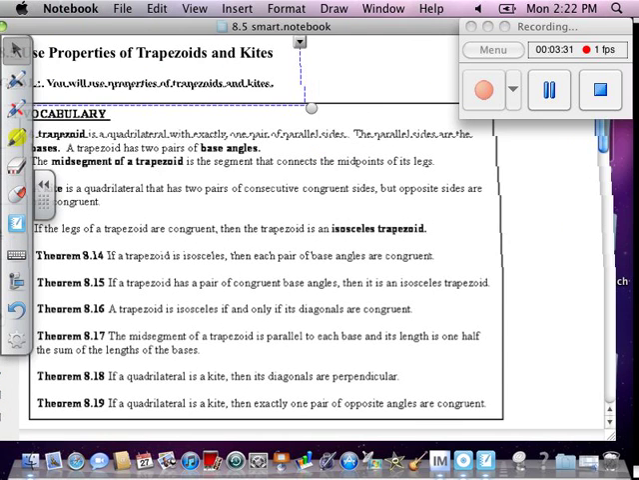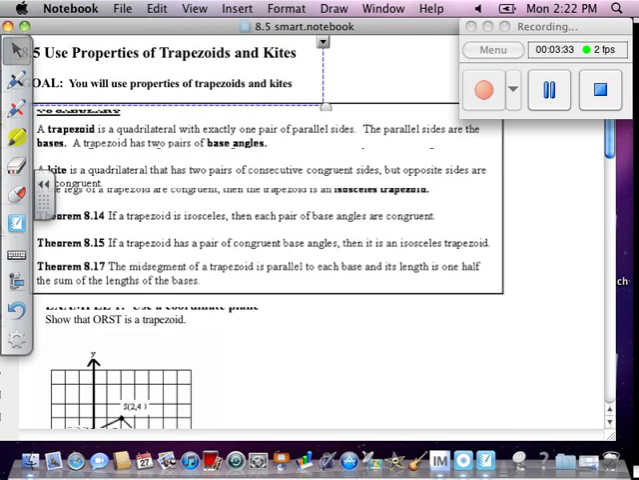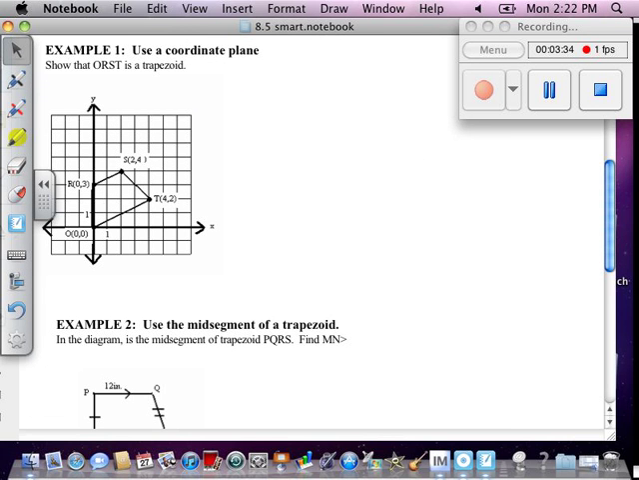All right, we are going to look at and prove that ORST is a trapezoid. What do we know? To prove that it's a trapezoid, we know 1 pair of sides has to be what? Parallel. So we're just going to use slope. So I'm going to look right here. I'm going to say I go up 1 over 2. So RS has a slope of 1/2. What side do you think would be parallel to RS?